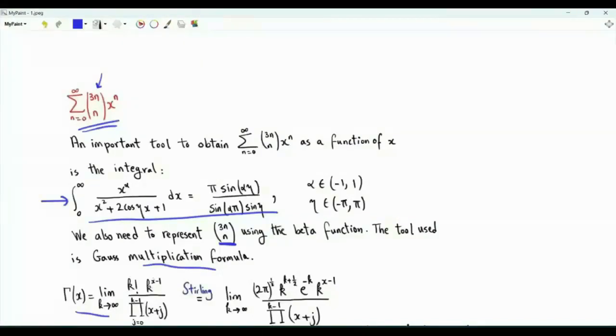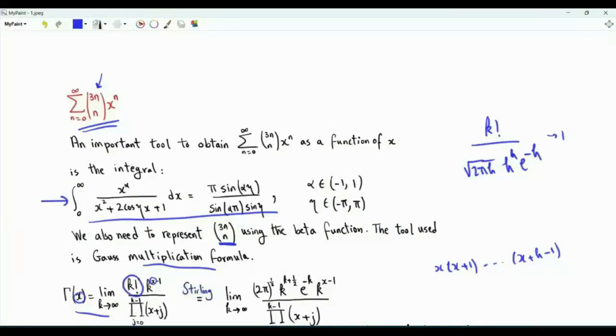to infinity, k factorial k to the x minus 1 divided by this product, x plus 1, all the way to x plus k minus 1. We use Stirling's result, the ratio of k factorial to the square root of 2 pi k, k to the k, e to the minus k, tends to 1 as k tends to infinity.